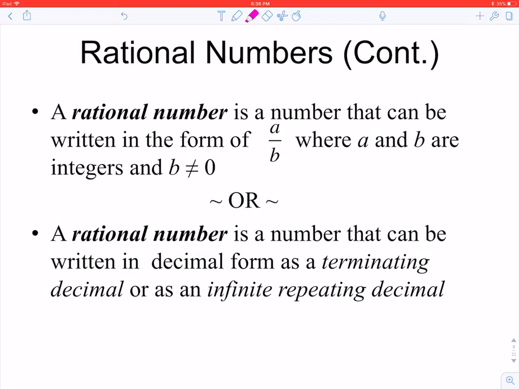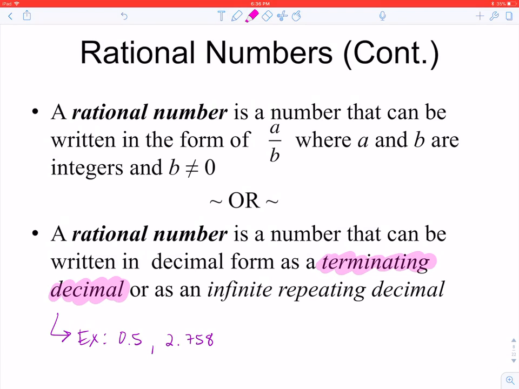Okay, so a rational number is a number that can be written in the form a/b, where a and b are integers, and b cannot be equal to 0. Okay, remember, we cannot divide a number by 0. And a rational number is a number that can be written in decimal form as a terminating decimal. Okay, so an example of a terminating decimal could be like 0.5 or 2.758, okay? But where the decimal stops, you can see the entire number.